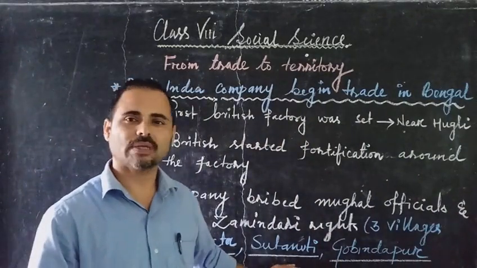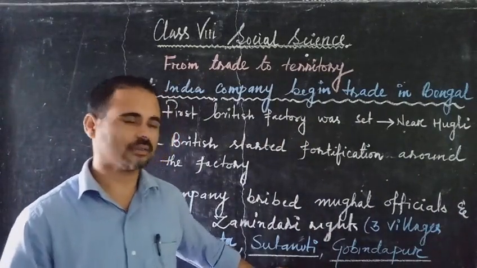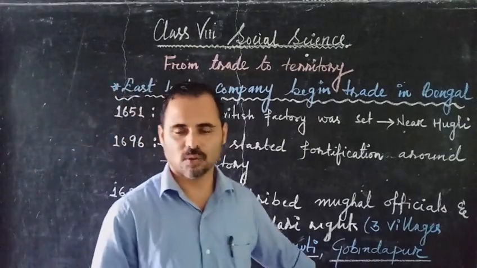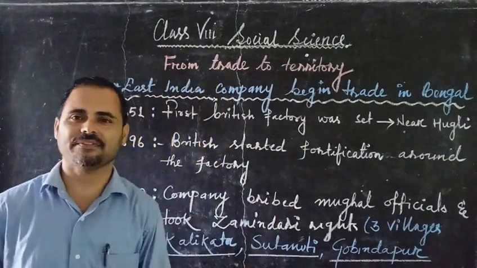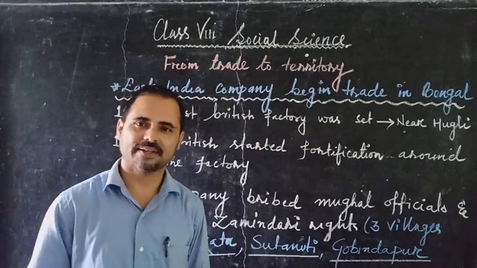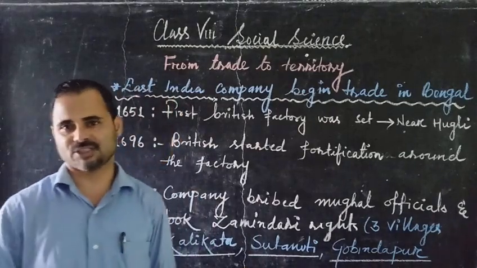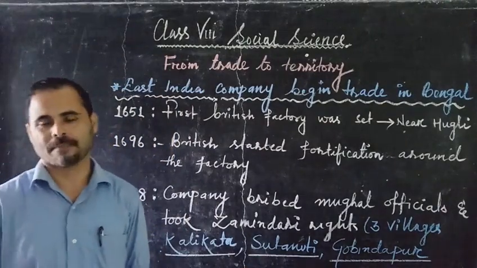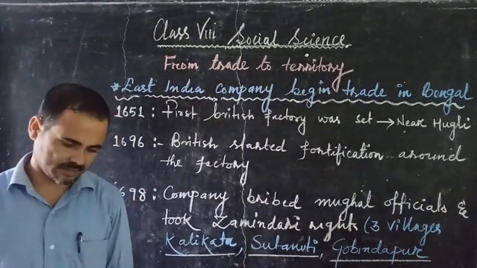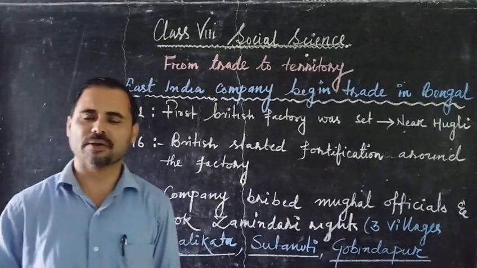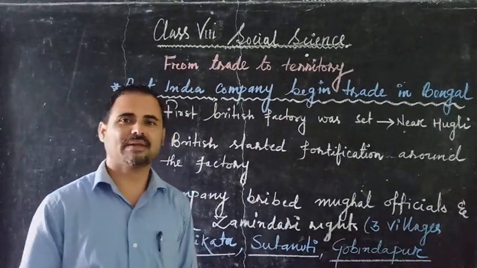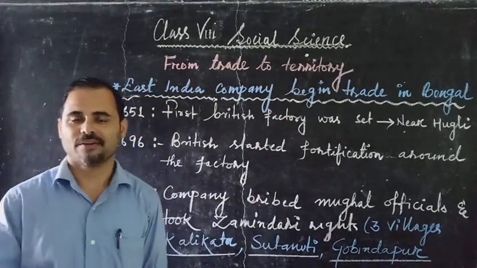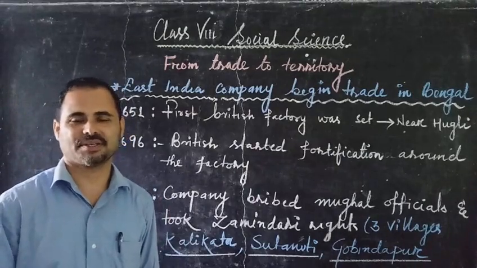Next is Sutanuti, another village, and Govindpur. On these three villages, the company started to get the Zamindari right. They started to collect the Zamindari tax. Now see what problems these things brought for Bengal.